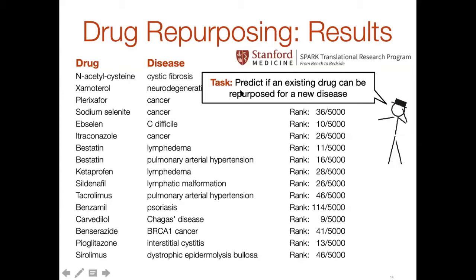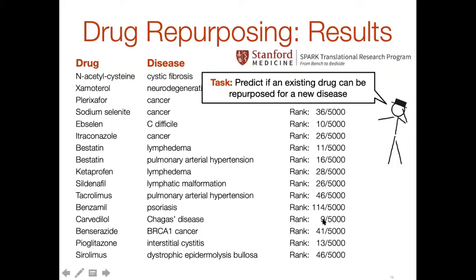So this is just part of the list here, but on this slide, the way you can read it is that it has three columns. The first column is a column of drugs. The second is a column of diseases. And then we know that, for example, carvedilol was repurposed for Chagas disease. And we wanted to ask our model, how highly would the model rank carvedilol to treat Chagas disease among all other possible drugs that we have in our system. So this is what the data in the third column represents.